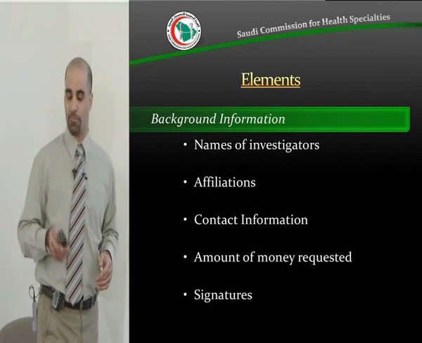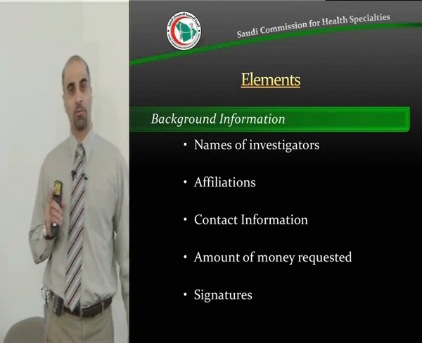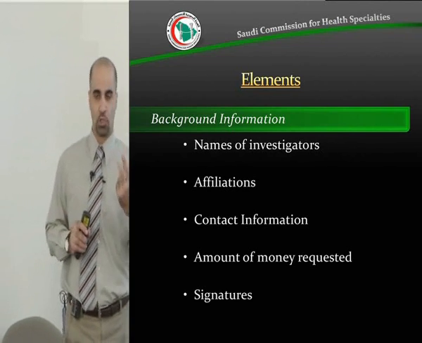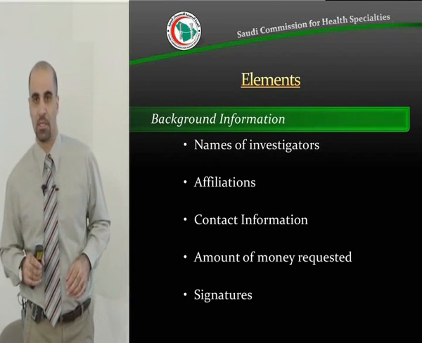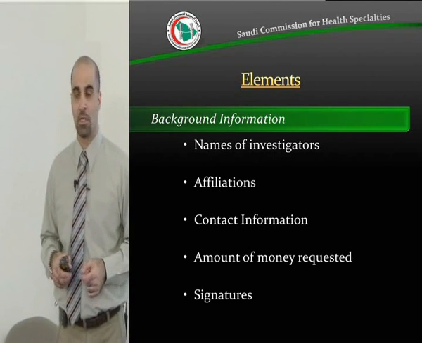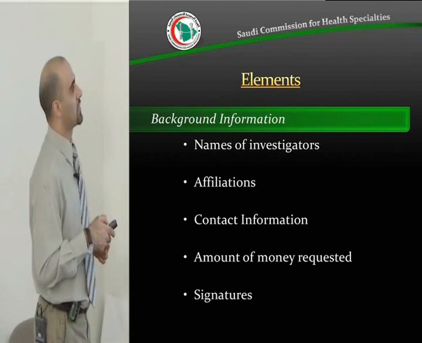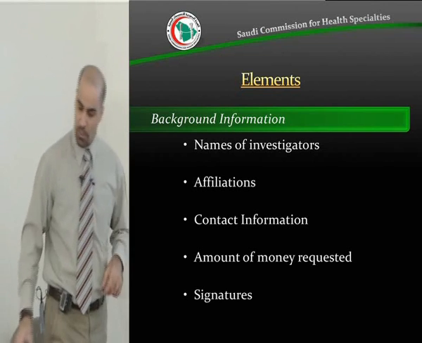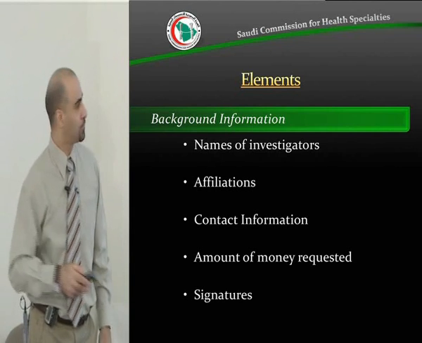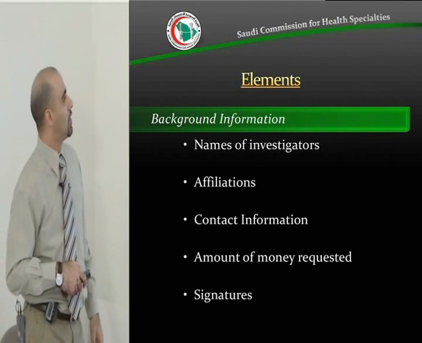Now, background information: what to write, starting with the names of investigators. It is very important for the research committee to know who is going to be doing the research. Is it going to be one person, 2 people, 10 people? What are their expertise? Is there a biostatistician with them? Is there an epidemiologist? If you're doing a study on a drug, do you have a clinical pharmacist? It's very important to know the names of the investigators and their affiliations, in terms of the institution. Where are they affiliated? This institution or that institution. Contact information, because the committee might need to contact those people for certain inquiries.